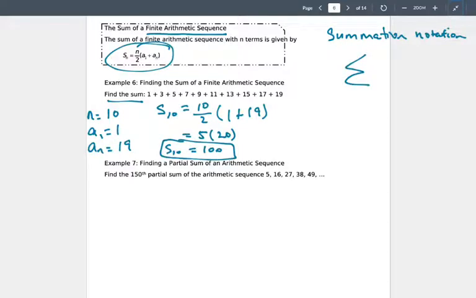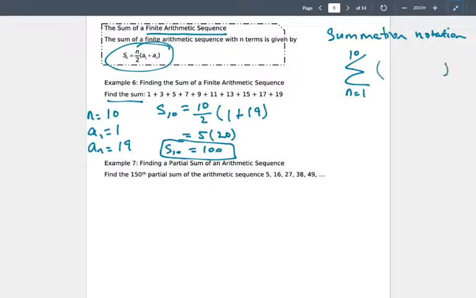It has that weird looking E, I guess. You have a lower index and a higher index. The lower index will be some letter, can be x, can be n, whatever. But let's say we want to start with the first term, so n would be 1. And then I'm wanting to go all the way to the 10th term, so on top you're going to put 10. And what that means is I'm doing the sum of the first 10 numbers.